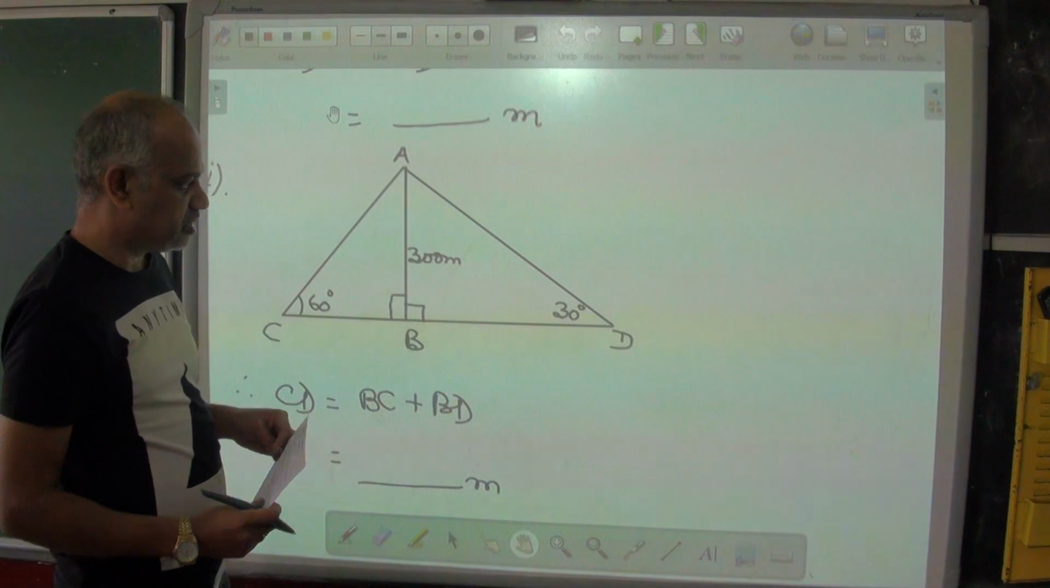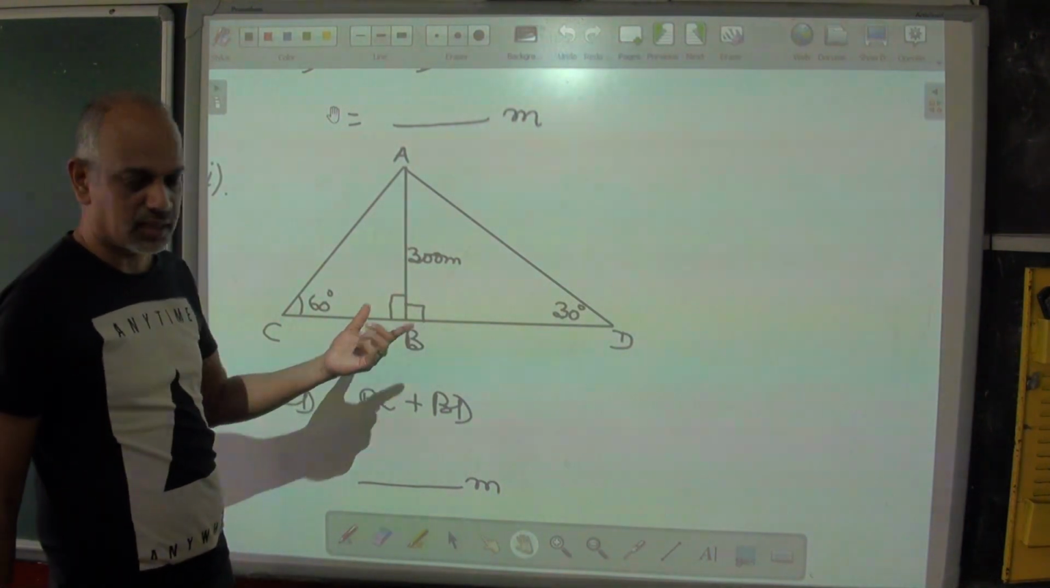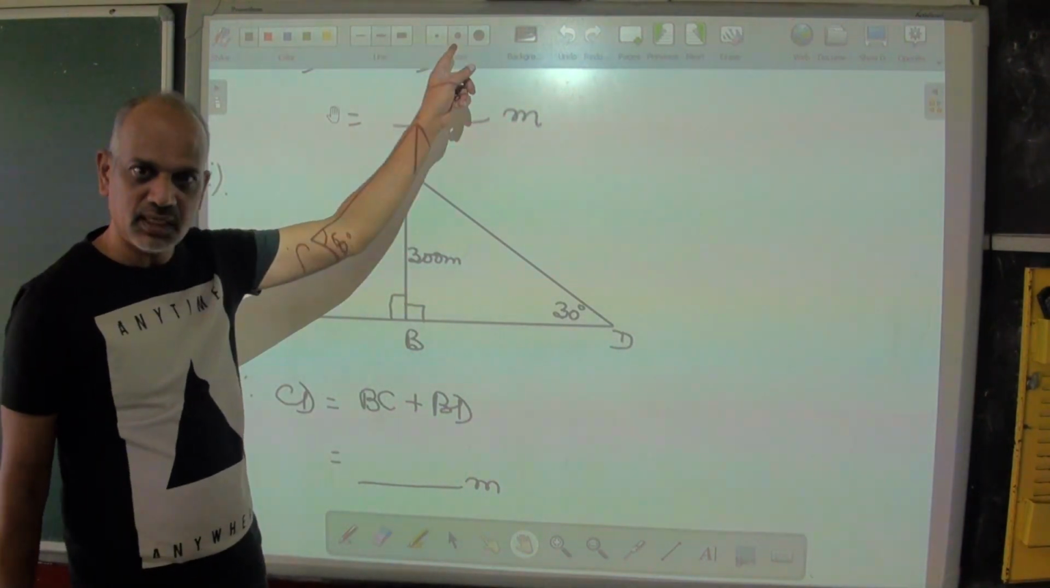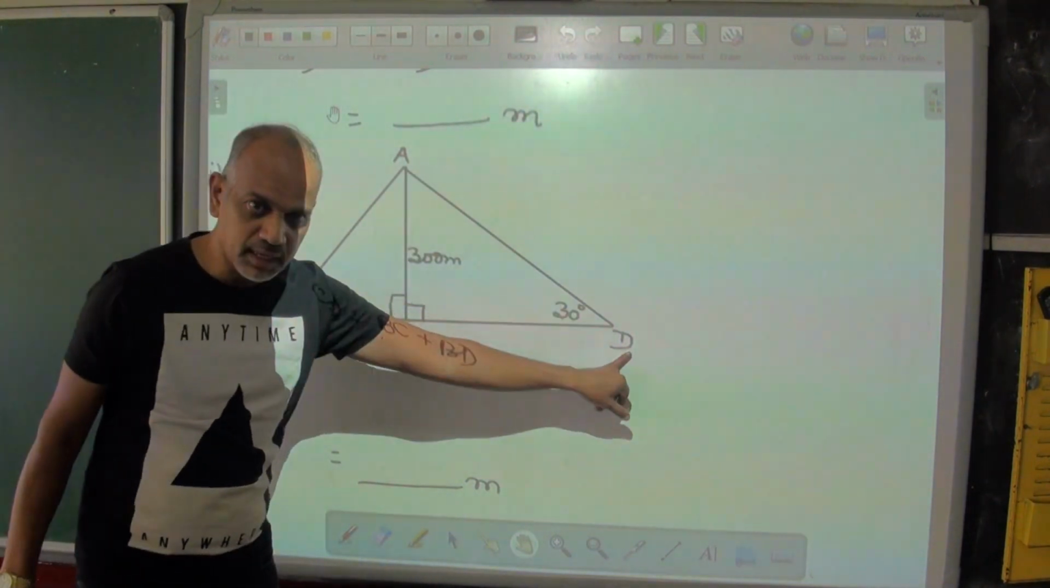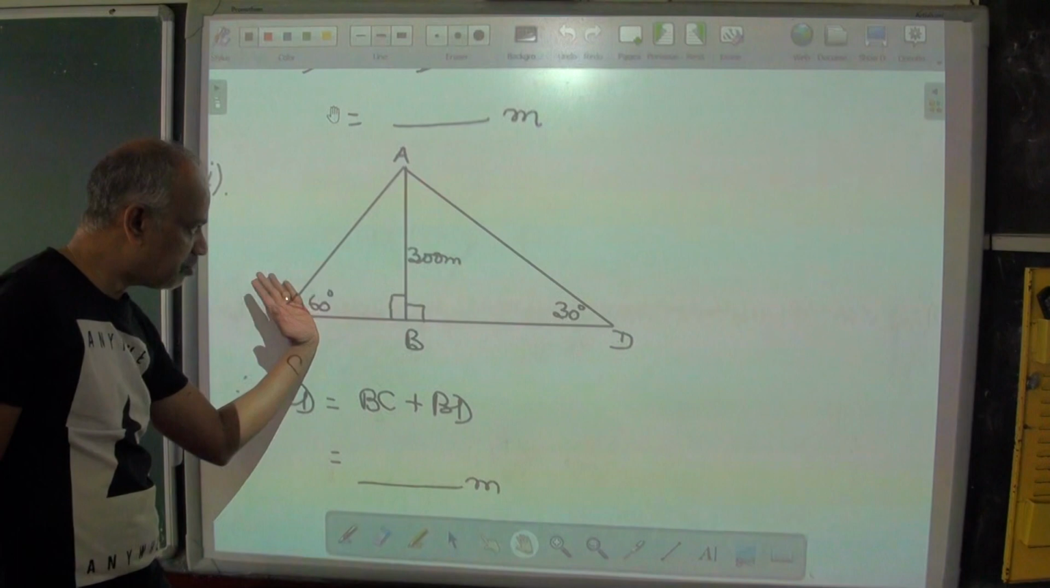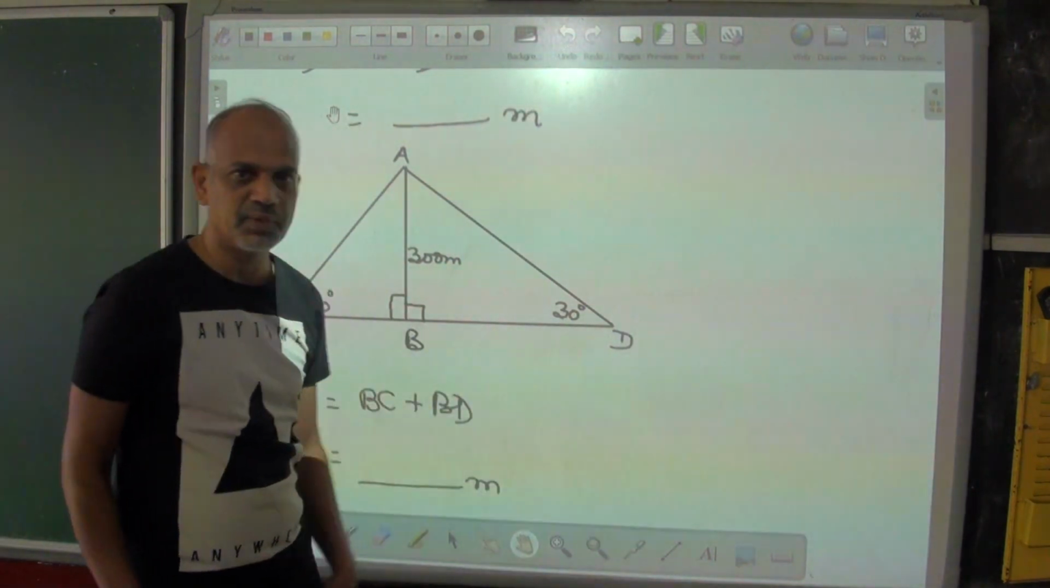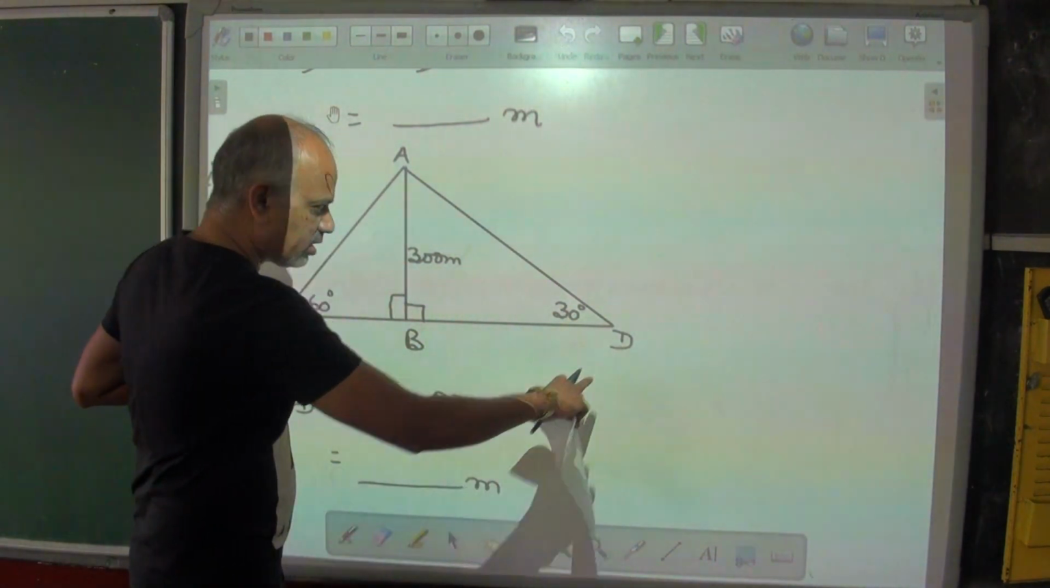The actual question is you have to find the distance between the two idols. The two idols previously were C and D. Here also the idols are C and D, but C is on this side of the temple, D is on the other side of the temple. CD is what you have to find.